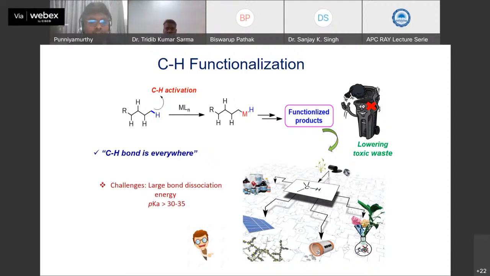However, the challenges include the development of an effective catalytic system, because as you know, the large bond dissociation energy of the CH bond requires a very active catalyst. As you know, the pKa of a CH bond is more than 30 to 35, that means very less acidic. This is a problem. Otherwise, it's a very useful transformation to construct diverse molecules as shown here.